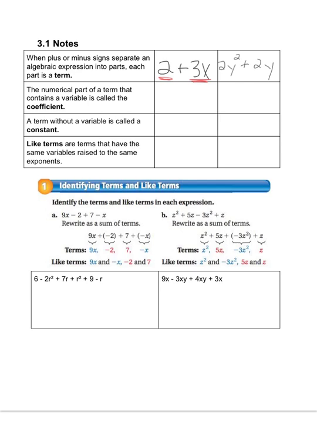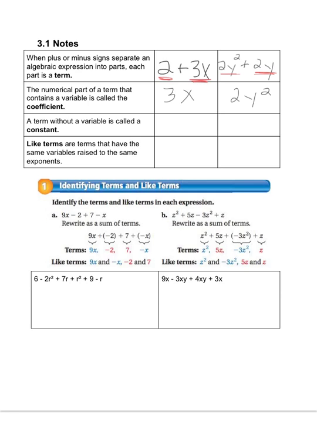All right, let's check your work. If we look, we see that there is a plus sign right here, and each term is separated by a plus sign. So my two terms for this expression would be 2y squared and 2y.